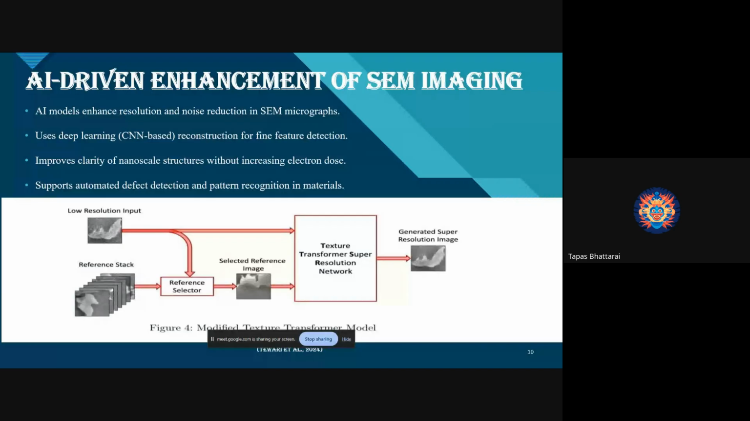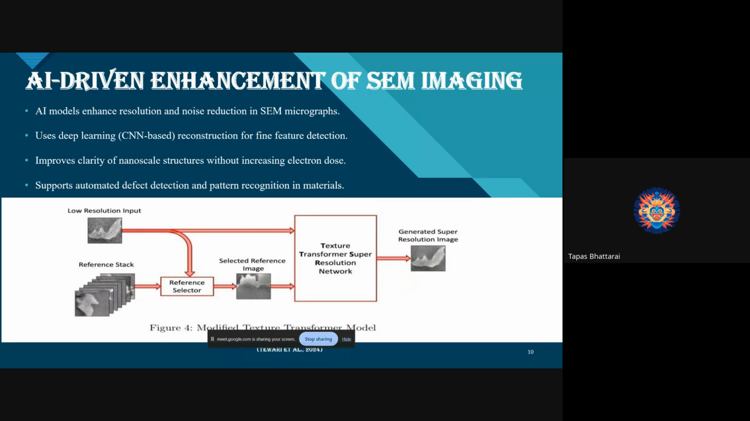And this image here shows how AI is helping in SEM analysis upgradation, as this is a recent publication where the author was able to develop a model, TTSR, that is Texture Transformer Super Resolution Network, which could enhance the quality and resolution of SEM images. The idea is to overcome the limitation of long scanning times and possible sample damage that can happen when we capture high resolution SEM images.